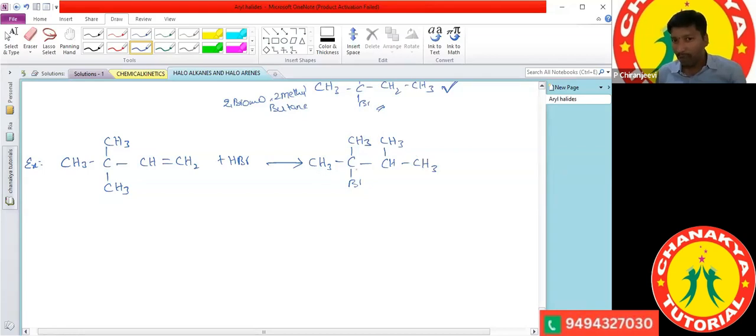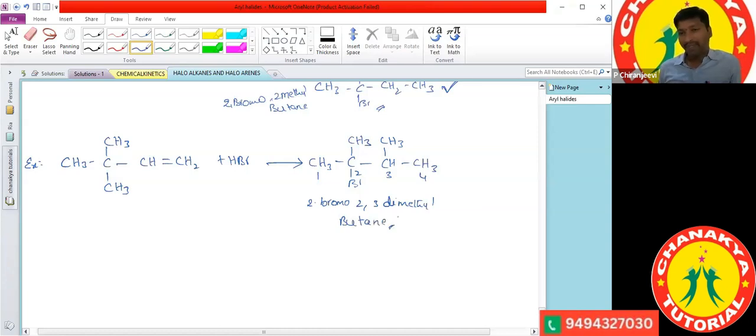Now, we can give the numbering from left to right, because the substituent has to get the least number. Whenever you have a larger number of substituents, we have to follow the lowest sum rule: 3, 4. Now according to that, what is the IUPAC name here? Bromine is attached to the second carbon atom, so we write 2-bromo. Two methyl groups are present at the second and third carbon atoms, so we write 2,3 dimethyl butane.